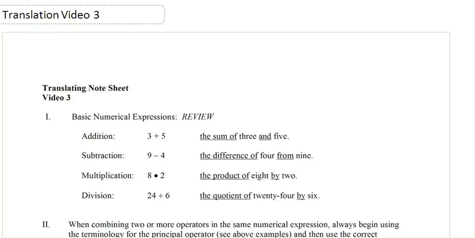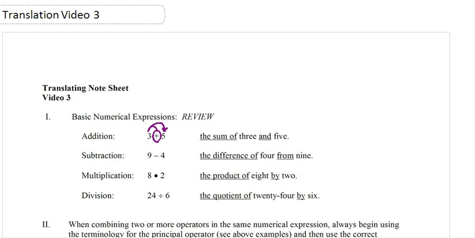This is the third video in translating between numerical expressions and English words. Let's quickly review the four operations and the key phrases for each one as we translate each of these expressions. For addition, the translation is the sum of 3 and 5.